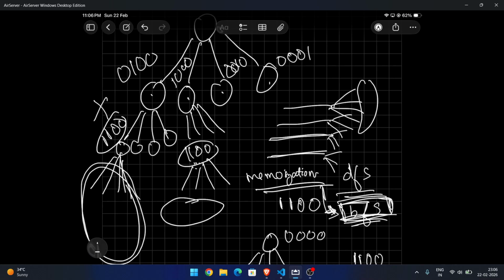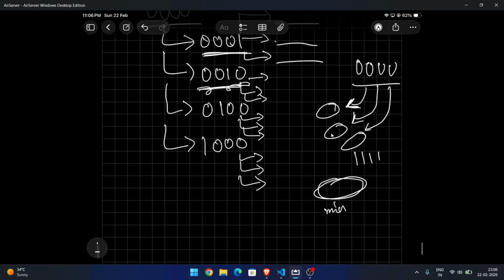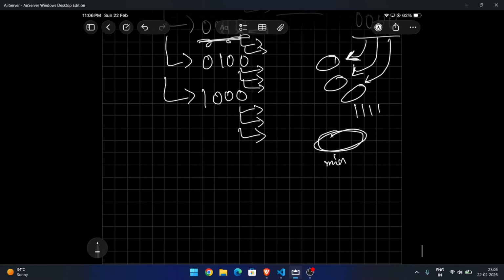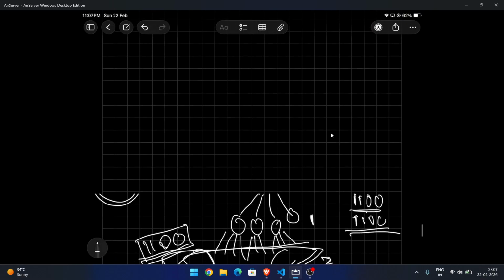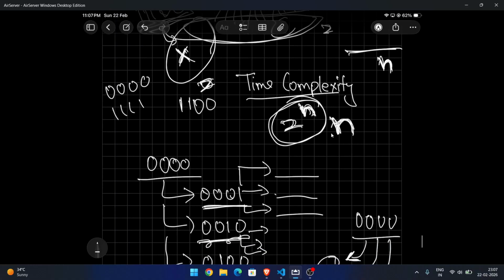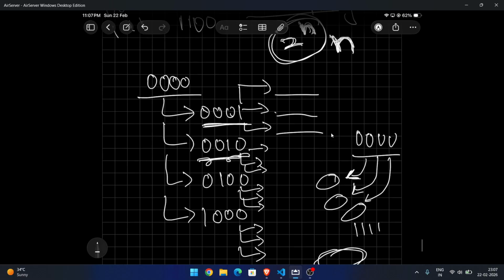Okay, so the reason why I say BFS is this memoization. Whatever you guys see in memoization, that is actually the BFS version of the DFS part. Okay, you would understand it better in the code. Now let's move to the code.